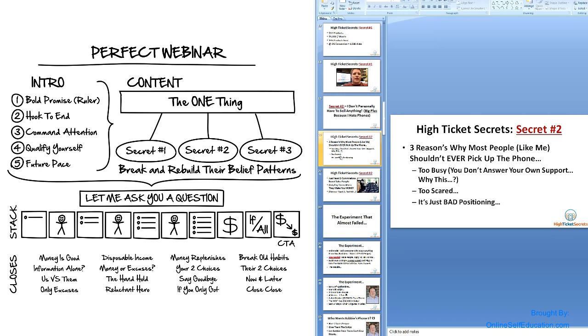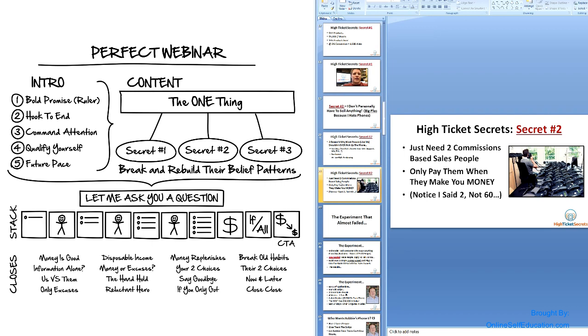So I break that belief pattern, and then I start rebuilding it. So let me rebuild it. This is all you really need: 2 commission-based salespeople. You guys know what commission-based means? It means you only pay them when they make you money.